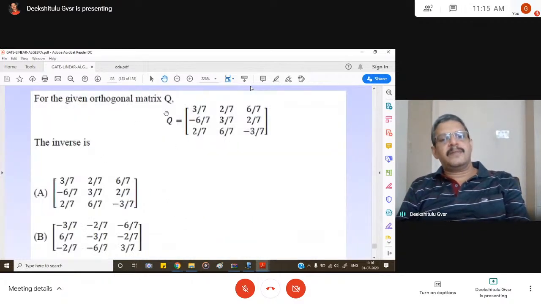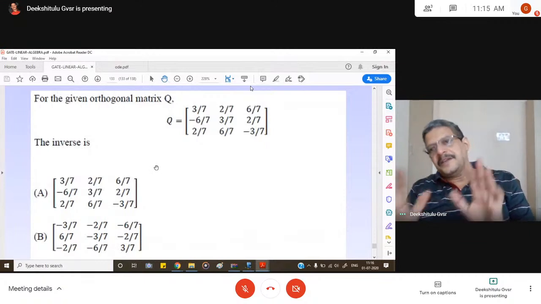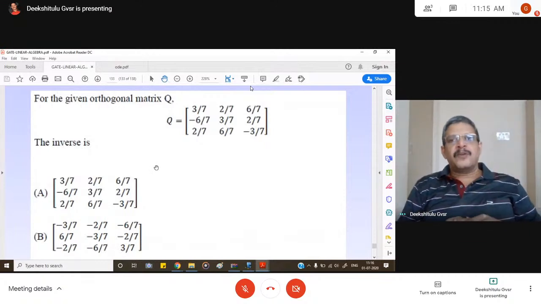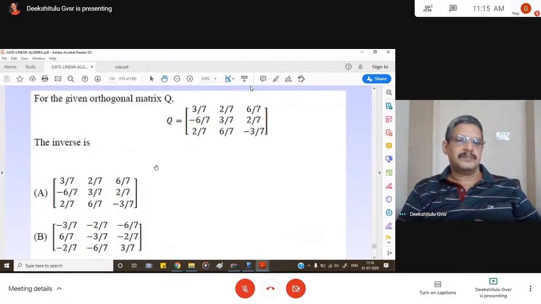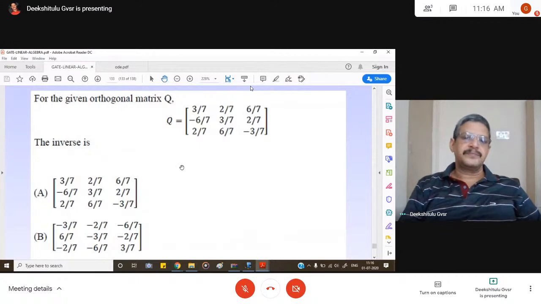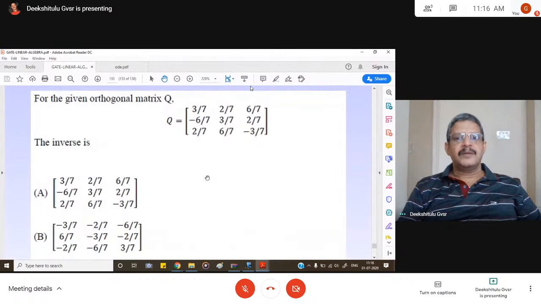For the given orthogonal matrix, find the inverse. This is one more nice question, on the property of orthogonal matrix. What is an orthogonal matrix? If A transpose is equal to A inverse, or A into A transpose is equal to I, either way you can say. That will be your orthogonal matrix. So this is an orthogonal matrix. The property of an orthogonal matrix is that A inverse is equal to A transpose.